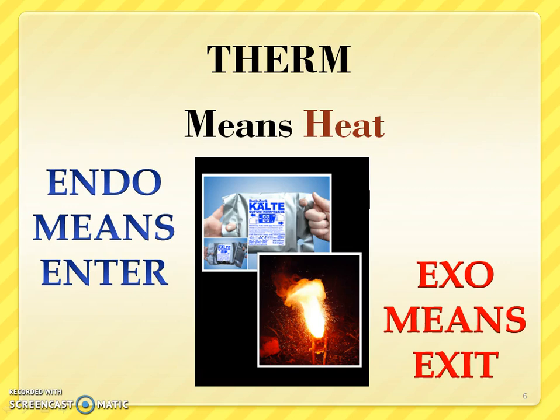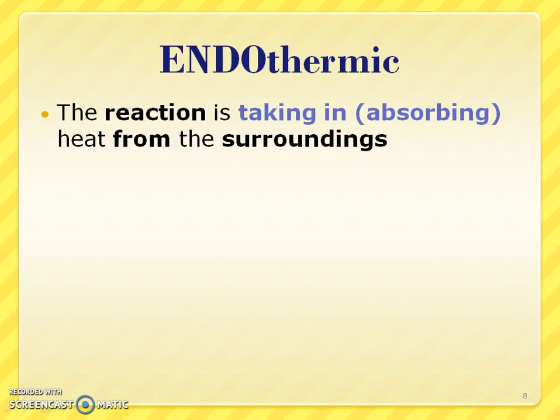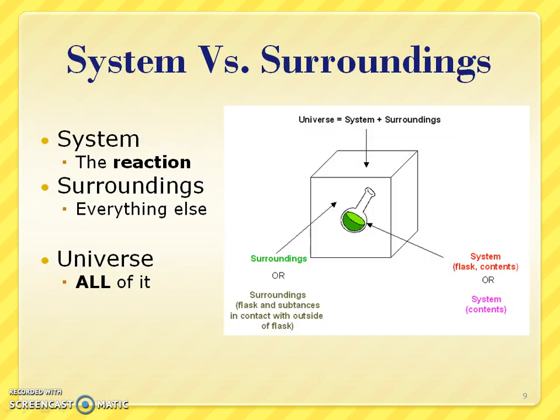So you know that thermo means heat. Of course, endo means that heat is entering the system or the process, and exo means that the heat is being released into the surroundings. So in an exothermic reaction, heat is released from the reaction or process or system to the surroundings, and an endothermic reaction is that reaction, process, or system taking in or absorbing that heat from the surroundings.